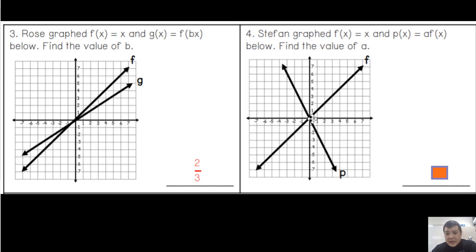Here, the slope changed from 1 to -2. So therefore, when it says a f of x, and we're trying to find out what a is, it's going to be -2.